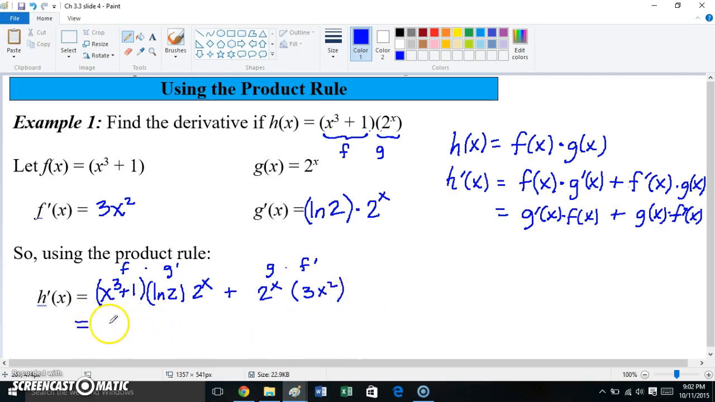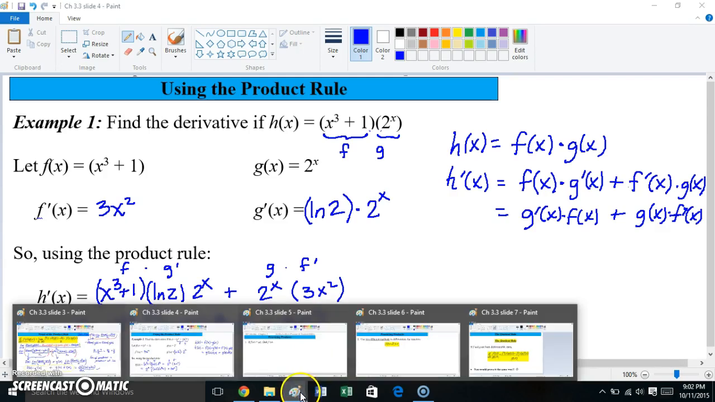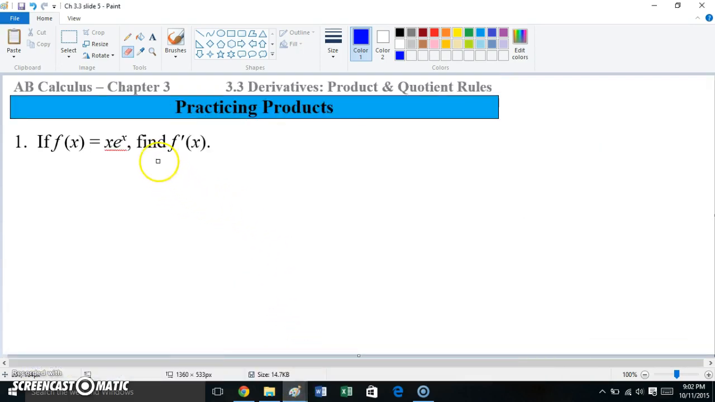Now for future reference, it would be good to factor common terms. So I'm going to factor the 2 to the x, and then write the natural log of 2 times x squared, x cubed plus 1, plus 3x squared. And for purposes right now, I'm not going to simplify that any further, but later on, simplifying it to factored form would be very helpful. Let's see if we can do one more example, maybe two, before we end the video.